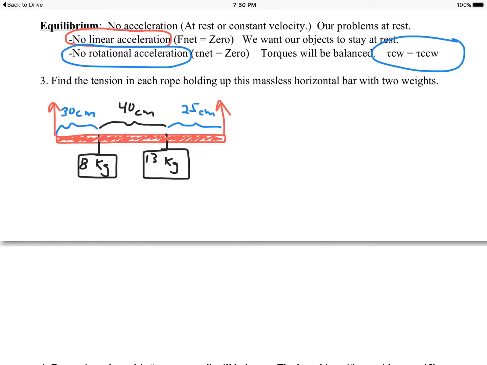Looking at the left-hand side, I want to call that one T1, the tension in rope number 1, and on the right-hand side, T2, the tension in rope number 2. The dimensions given here are that from the left end, T1, to the 8 kilogram mass is 30 centimeters. From one weight to the other in the middle, it's 40 centimeters, and from the 13 kilogram mass to the right-hand side is 25 centimeters.